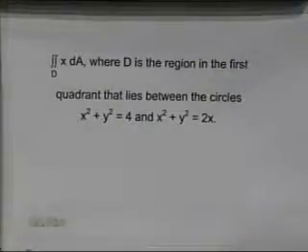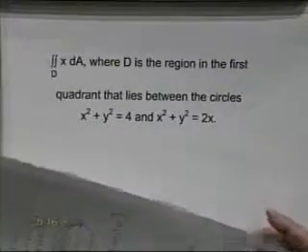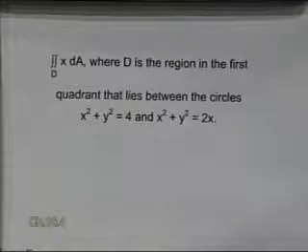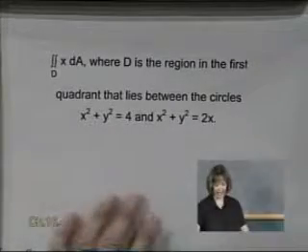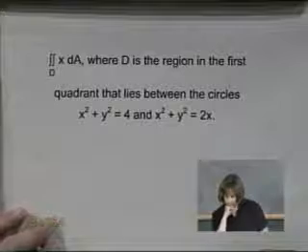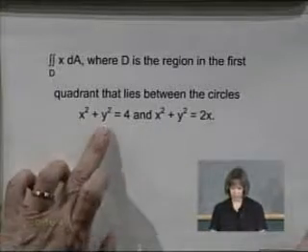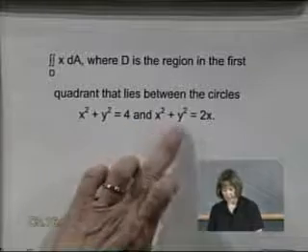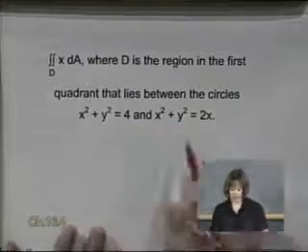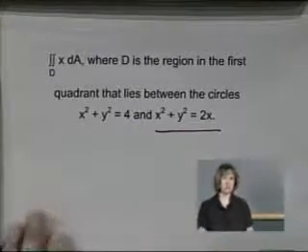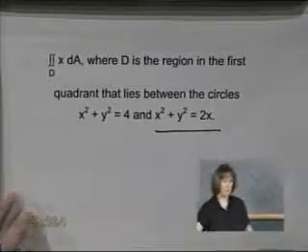The next one, I like this one. This one is important that we need to look at. We're looking at the integral of x dA, where D is the region in the first quadrant that lies between the circles x squared plus y squared equals 4 and x squared plus y squared equals 2x. This one's going to give us a run for our money. Okay, so let's go and talk about what it looks like.